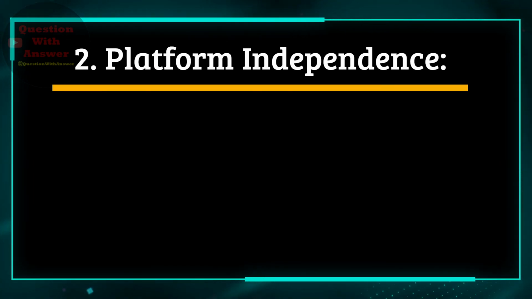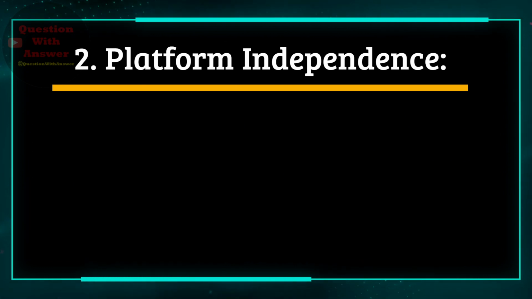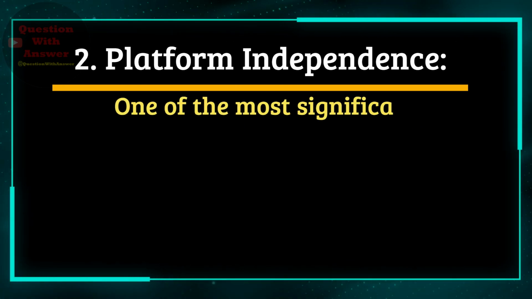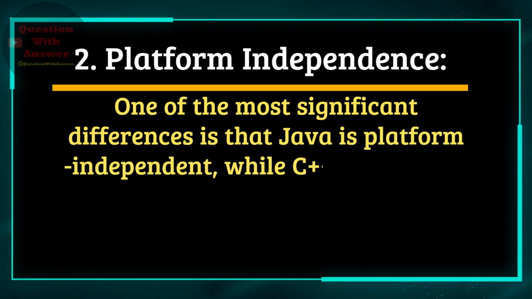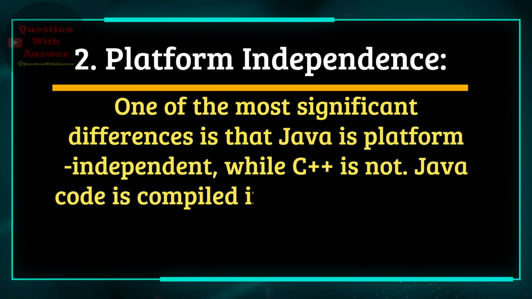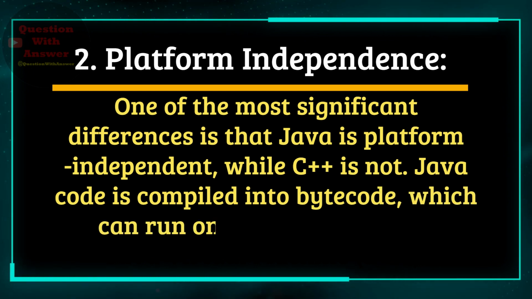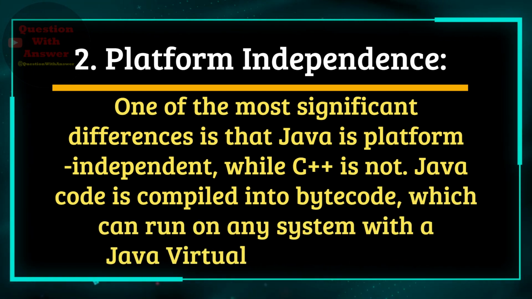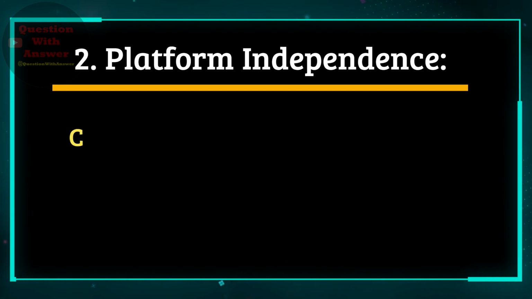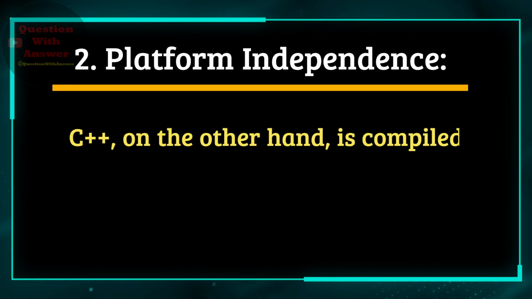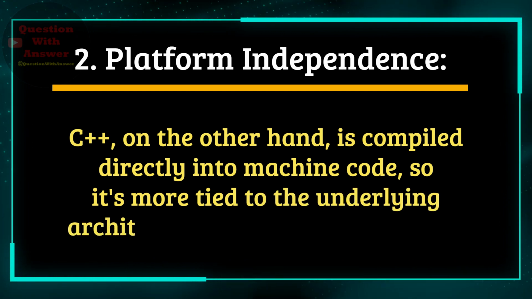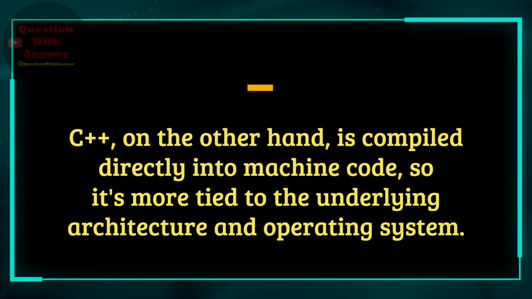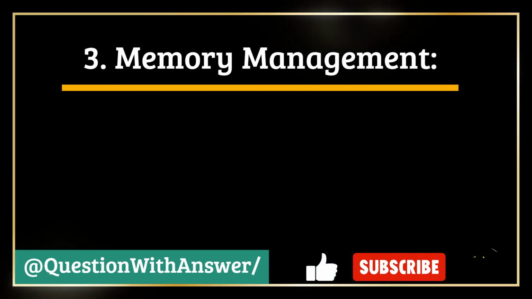2. Platform independence. One of the most significant differences is that Java is platform independent, while C++ is not. Java code is compiled into bytecode, which can run on any system with a Java Virtual Machine, JVM. C++, on the other hand, is compiled directly into machine code, so it's more tied to the underlying architecture and operating system.